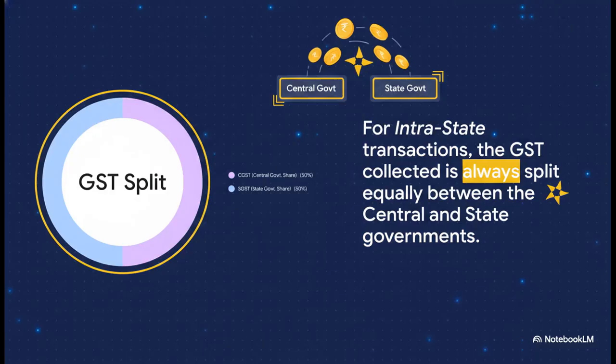Now, this is the most important rule for intra-state GST, so listen up. Every single rupee of tax that's collected gets split perfectly in half. 50% goes to the central government, that's CGST, and the other 50% goes to the state government, SGST. They're always equal. So if the total GST is, say, 12%, then CGST is 6% and SGST is 6%. It's as simple as that.